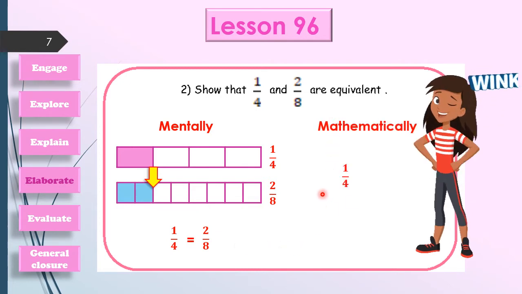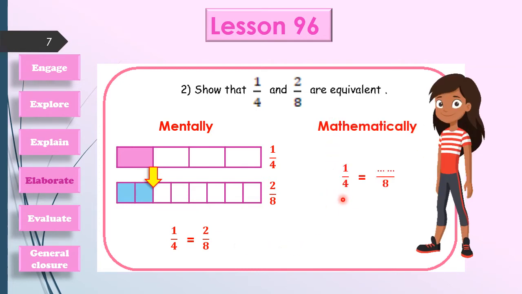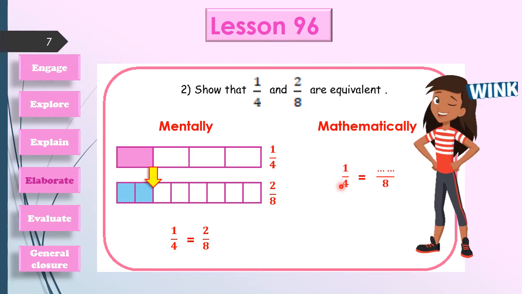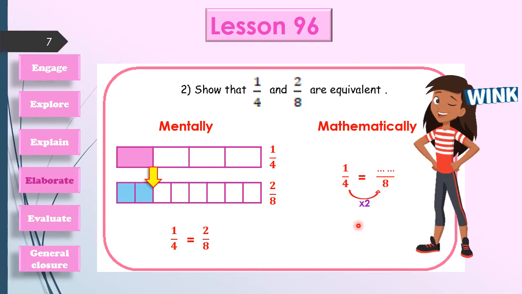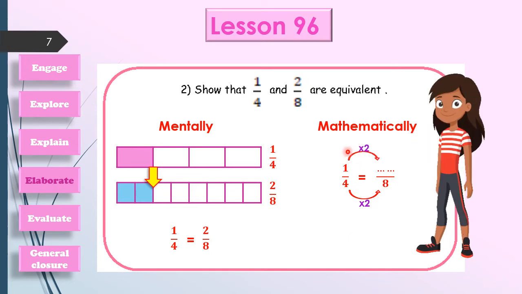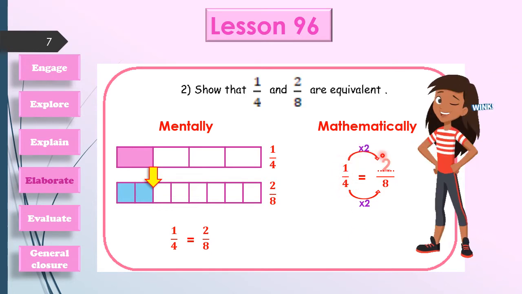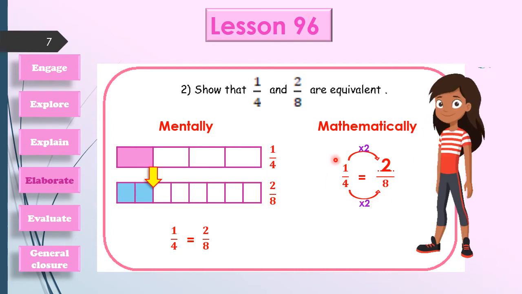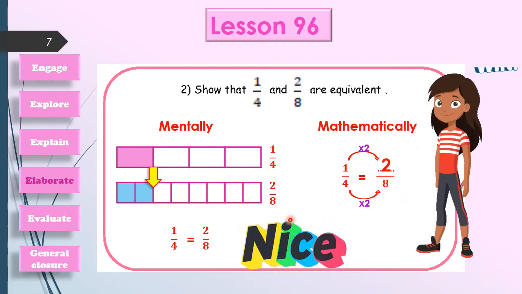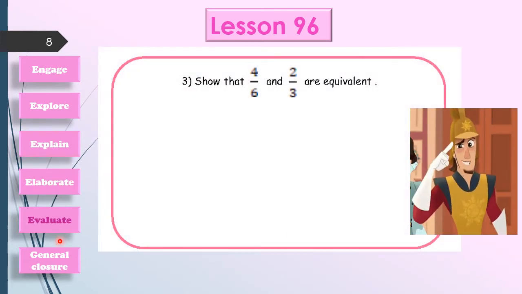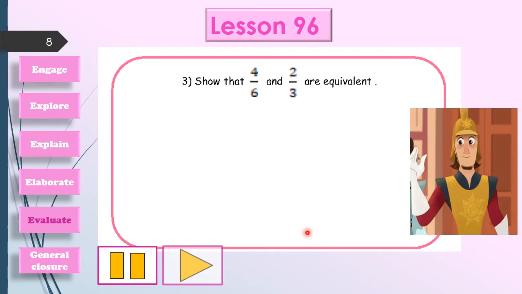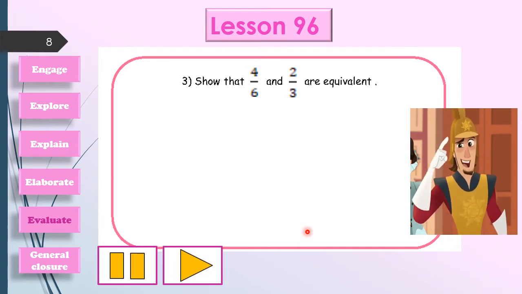Mathematically, here we have 1/4 equals how many eighths? Ask yourself, 4 times what equals 8? Then it will be 4 times 2. As I do to the denominator, I will do to the numerator. Then 1 times 2 equals 2. Then 1/4 equals 2/8. Good job. Nice. Now let's go evaluate our work. Just press pause, then press play to listen to our explanation.